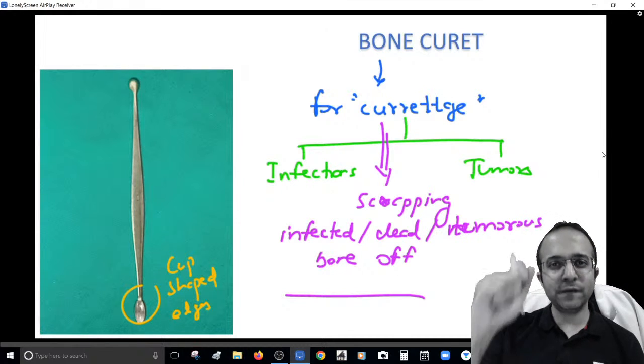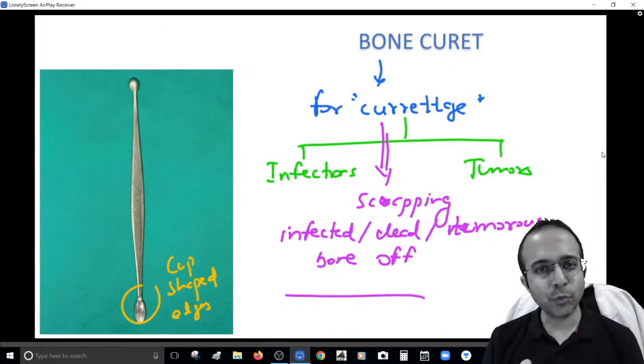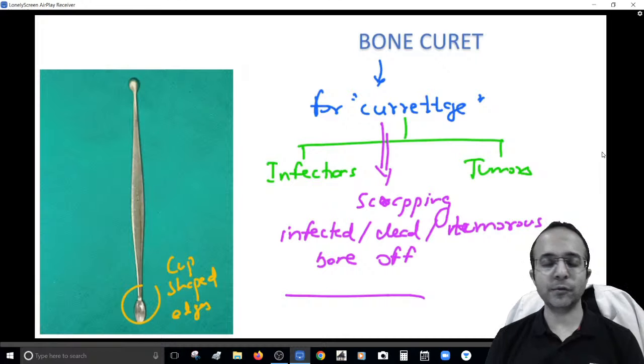So when you scrape off the bone, abrade it to remove that infected material, that tumorous material, that is the purpose for which you use this bone CURET. Clear with that?